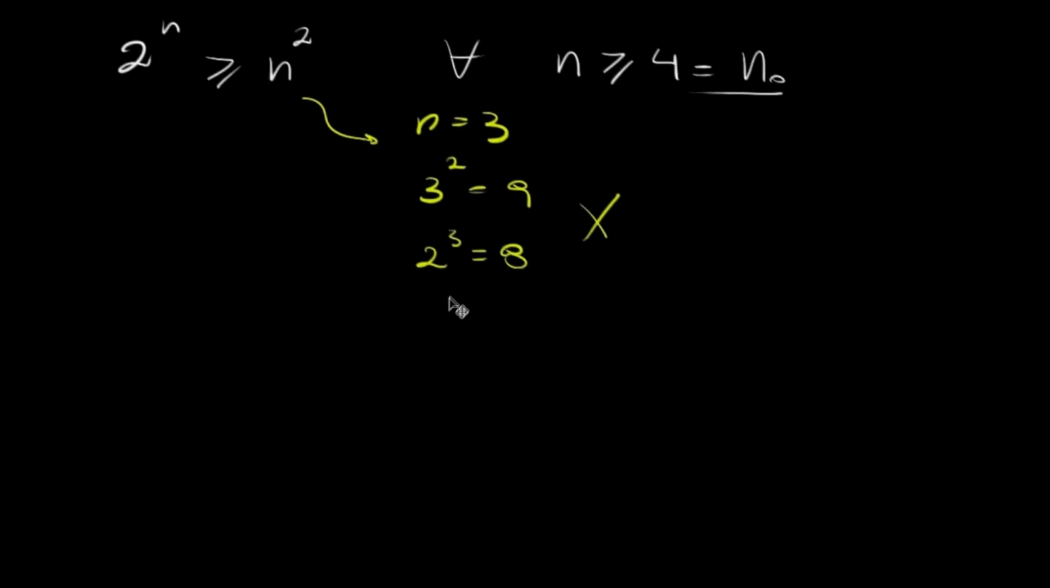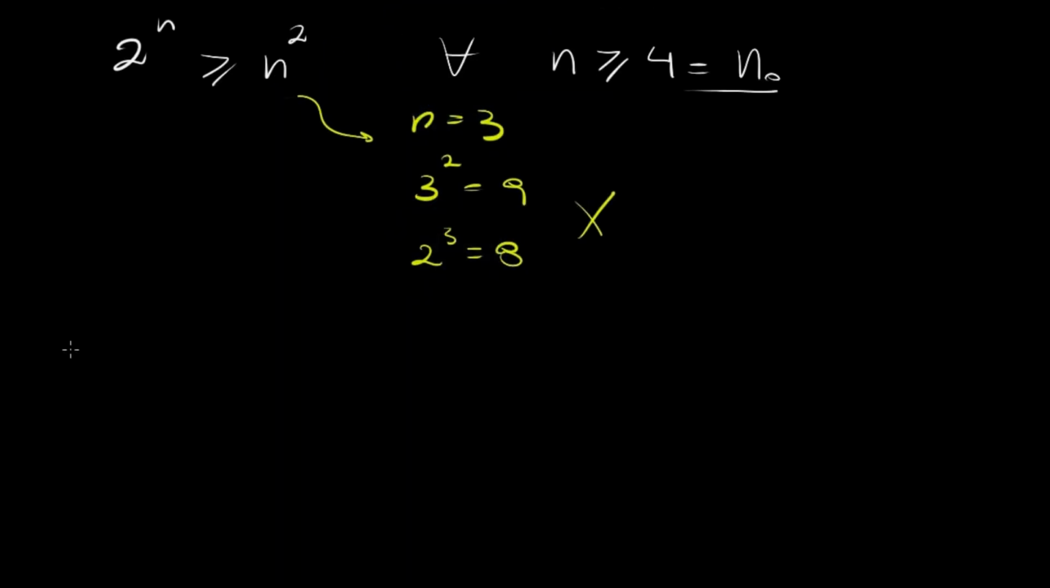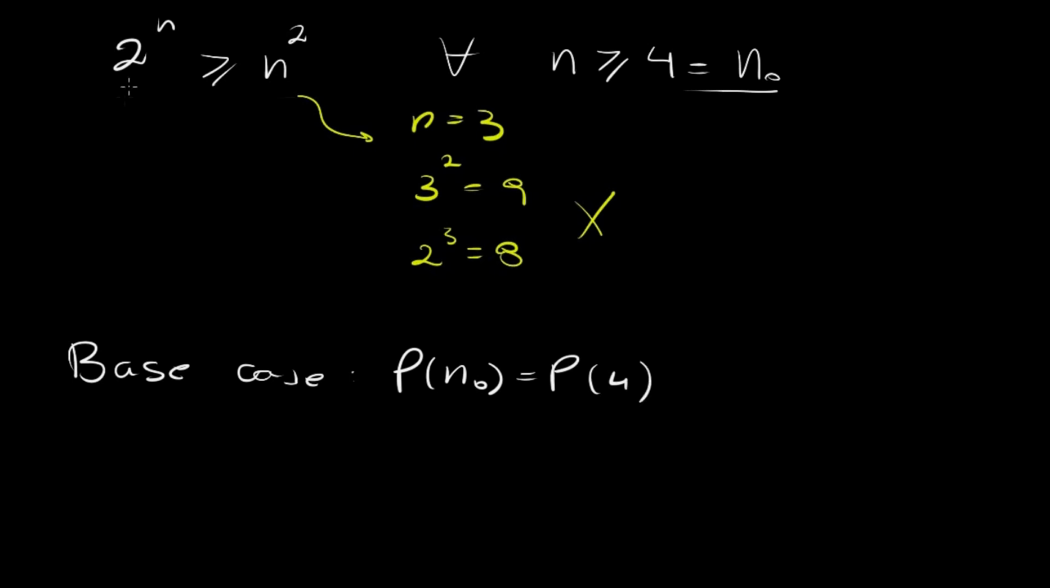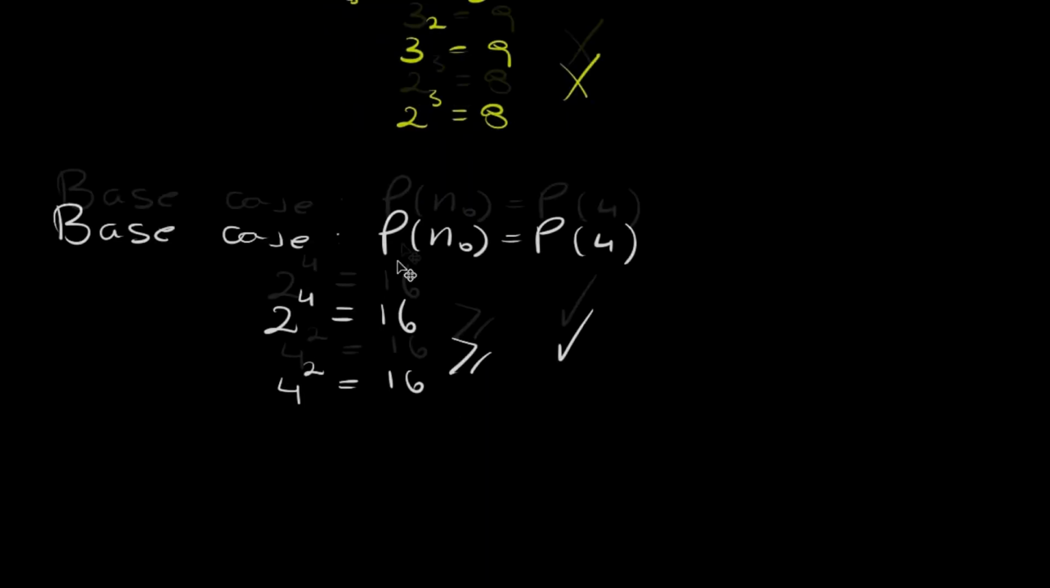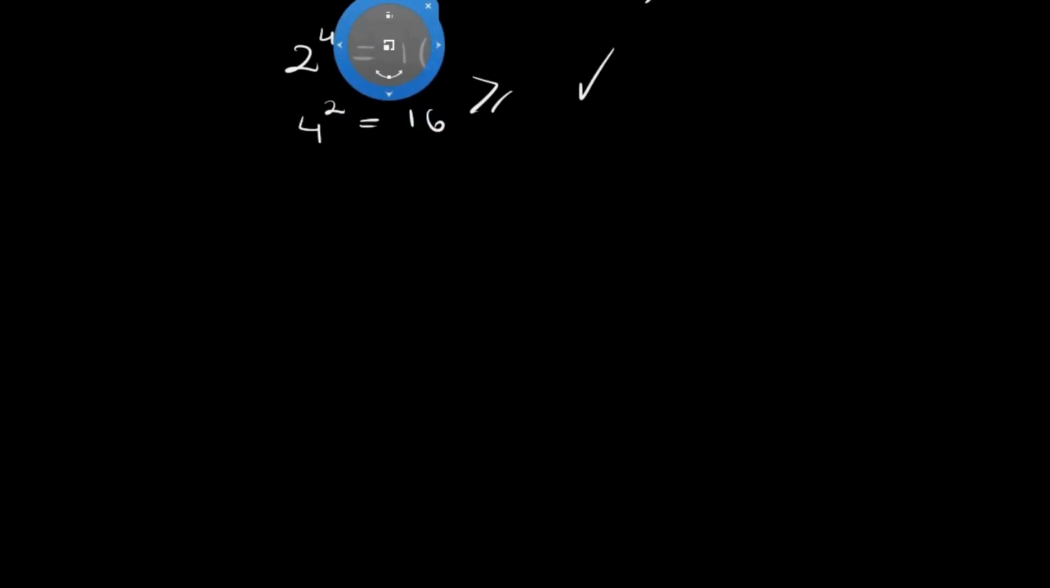So when we start with this, the base case is not gonna be P of 1, it's gonna be P of n0, which equals P of 4. So let's prove this for n equals 4. 2 to the 4th is 16, and 4 squared equals also 16. Okay, so this relation verifies, and we've proven our base case. And now let's think about our inductive step.